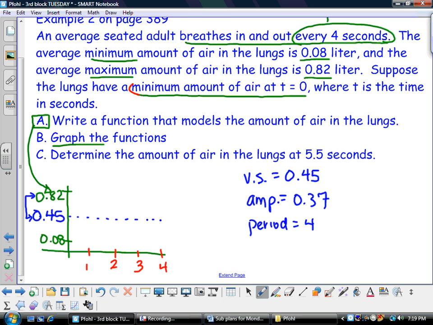The other thing they tell us is there's a minimum amount of air at time equals 0. So at 0, we're starting down here at the bottom, and then it's going to cycle through. So it's going to go middle, top, middle, bottom again.